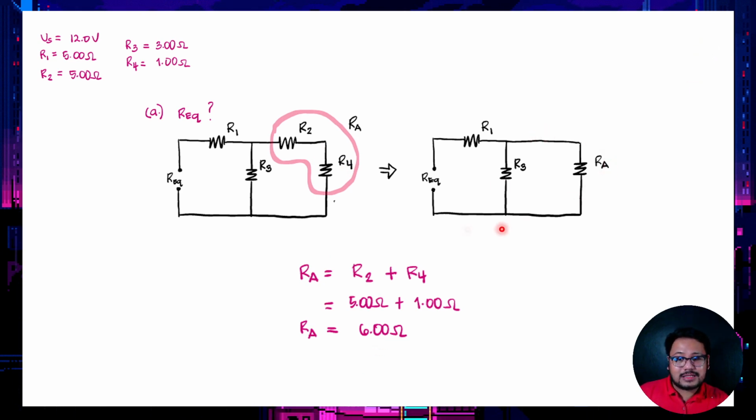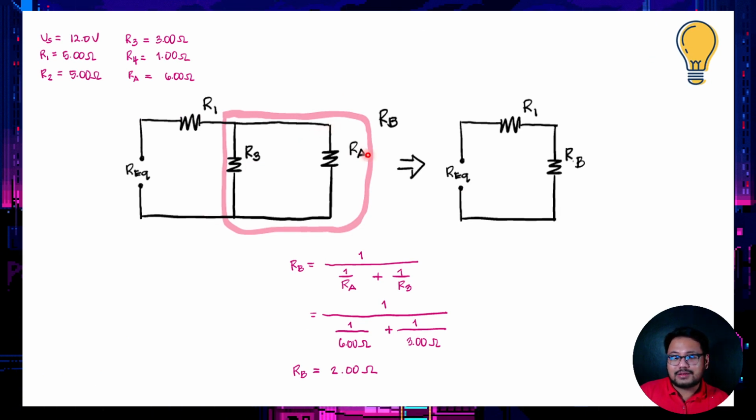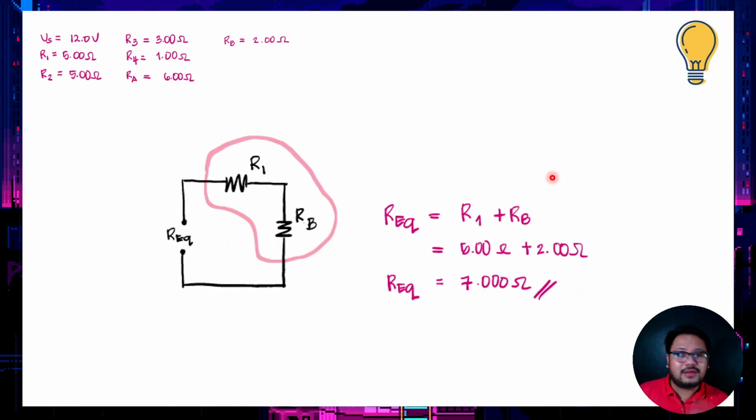Next, RA is in parallel with R3, giving us RB. So RB is just equal to 2 ohms. And then lastly, we have the REQ now, where REQ is just R1 and RB because they are just in series together. So R1 plus RB is equal to our REQ, which gives us 7 ohms. So for letter A, our answer is the REQ is equal to 7 ohms.